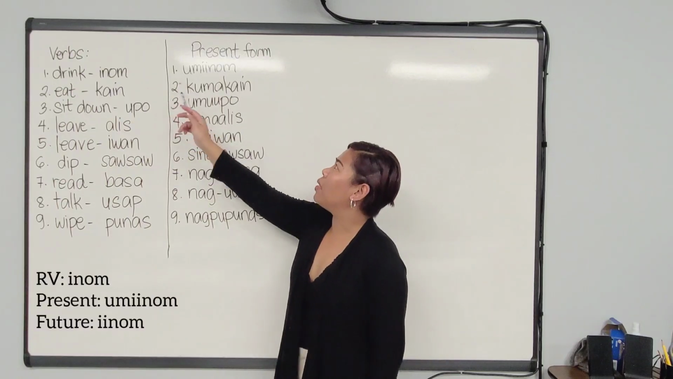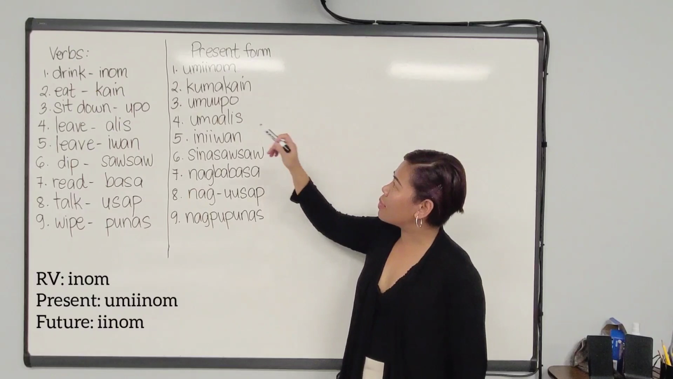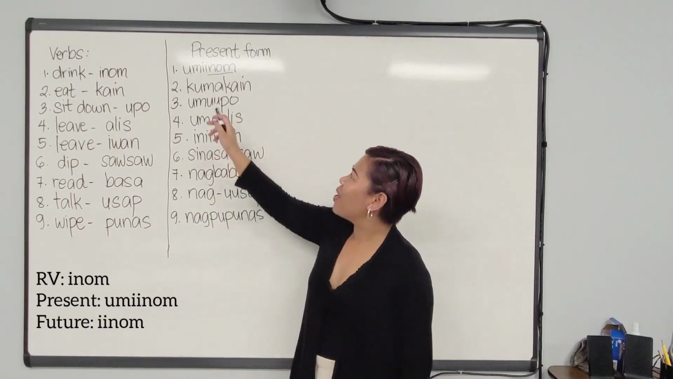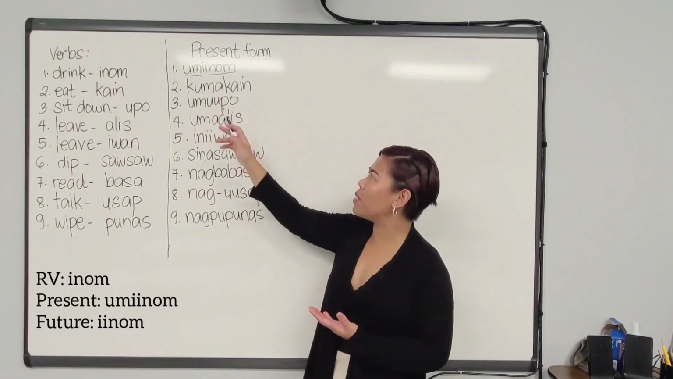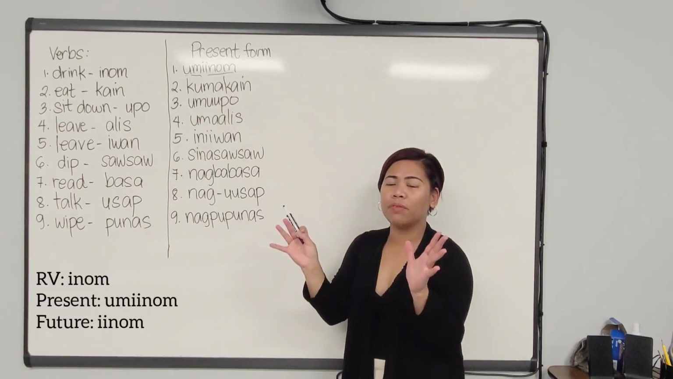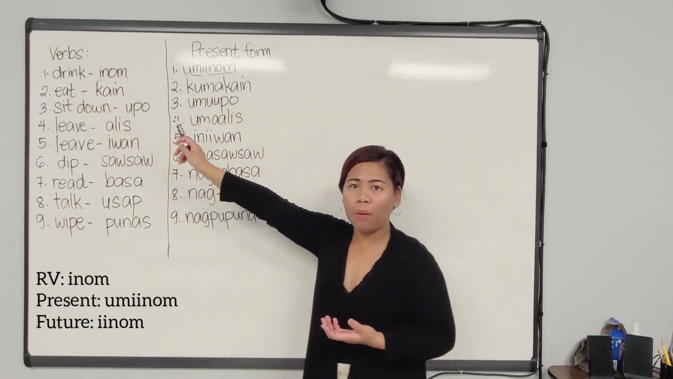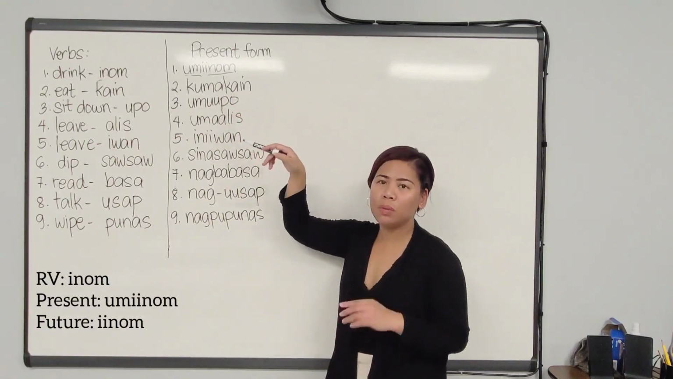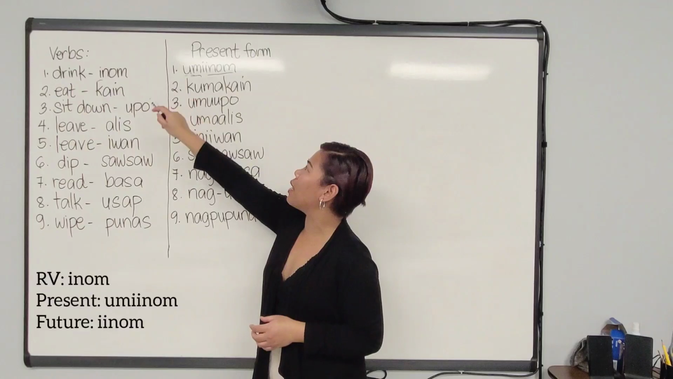Drink is inom. Look at the present form, umiinom. So where did we get this word? Our root verb is inom. The um is one of the affixes that we use. This is supposed to be an infix. It means it is put in between the letters of the root verb. However, because inom starts with a vowel, then you cannot insert the um anymore. You need to put it, so um will become a prefix. So it is put in the beginning.